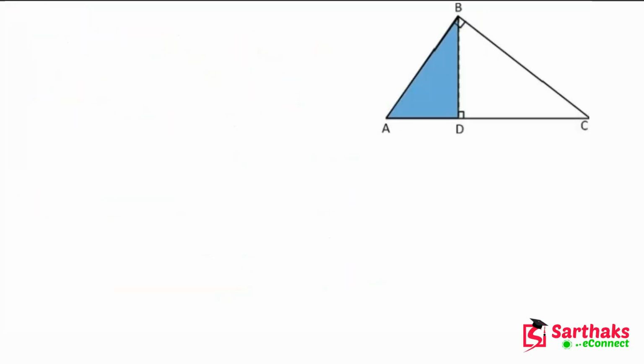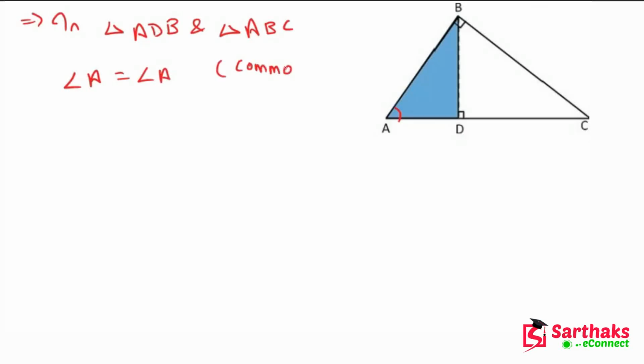First we are proving triangle ADB is similar to triangle ABC. We are proving this. So now in triangle ADB and triangle ABC, angle A is common. We can say angle A is equal to angle A, which is common. I hope you get this point.